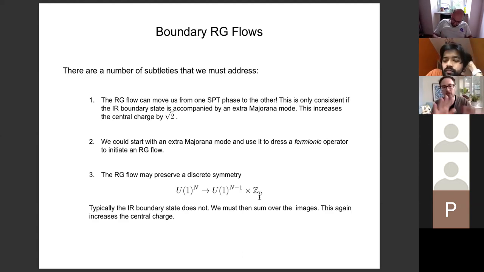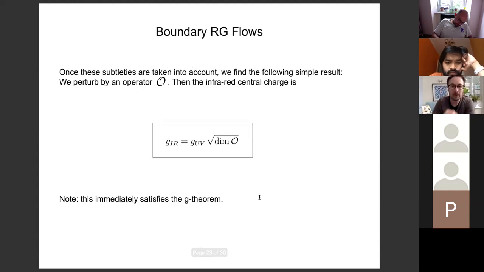All right, so there's a bunch of subtleties, and we stumbled upon them one by one, and we had to sort of figure them out. When the dust settles, we end up with the following, I think, rather remarkable formula. The infrared central charge is equal to the UV central charge times the square root of the dimension of the operator by which you perturb. I've never seen a formula like this before. Again, it's crying out for some explanation, and I don't know what that simple explanation is.